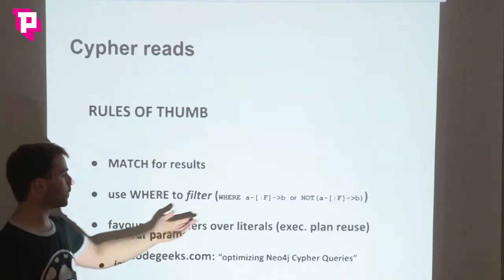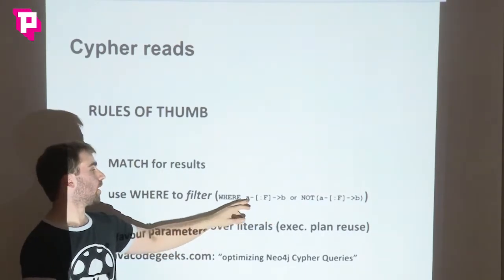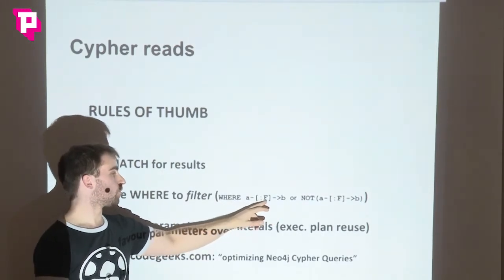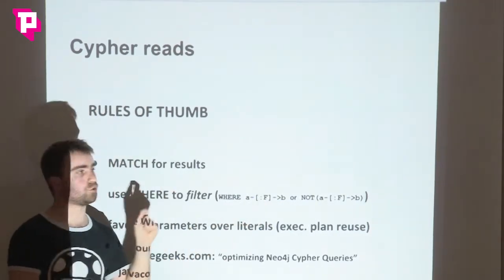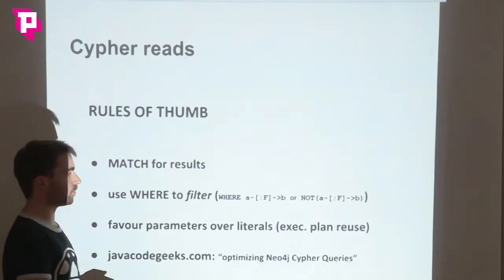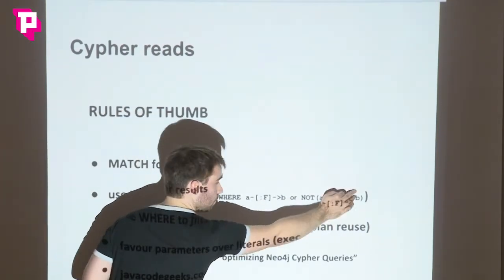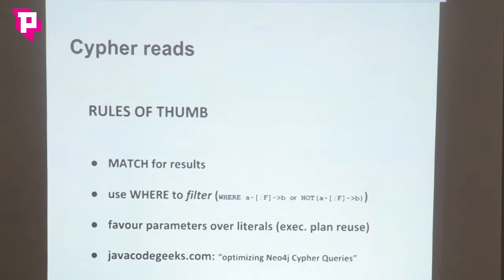In where, for instance, you can write this: where A has a relationship of type F with B, because you don't care about this relationship. You just want it to exist, but you're not going to return it. Or you can even negate the relationship: where A doesn't have the F relationship with B. Another thing which might be specific to Java, or maybe I'm not going to use that list.